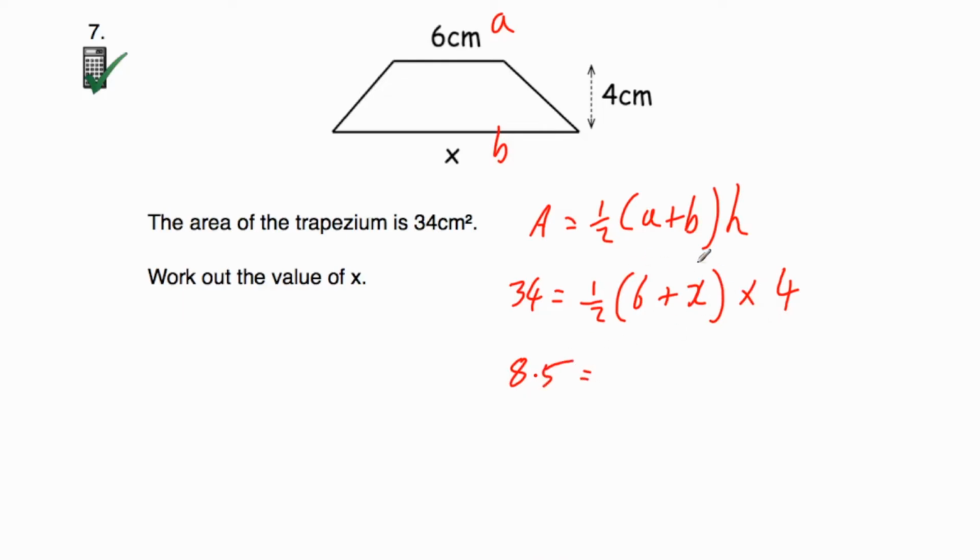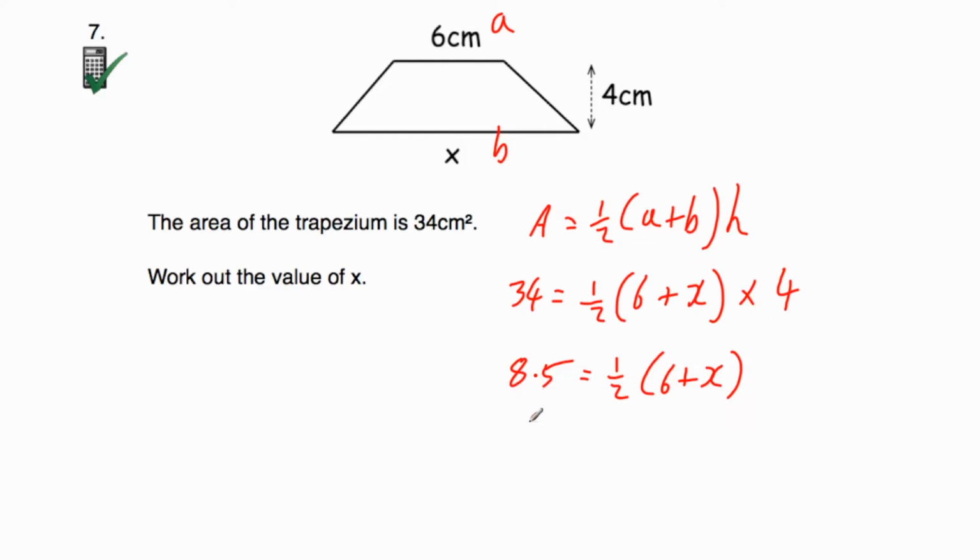This part would be equal to 8.5. Because whenever we add the two parallel sides together and halve it, that must be 8.5. So then whenever we multiply by 4, we get 34. So that would be a half of 6 plus x. So we've added together the length of the two parallel sides and halved it to be equal to 8.5.